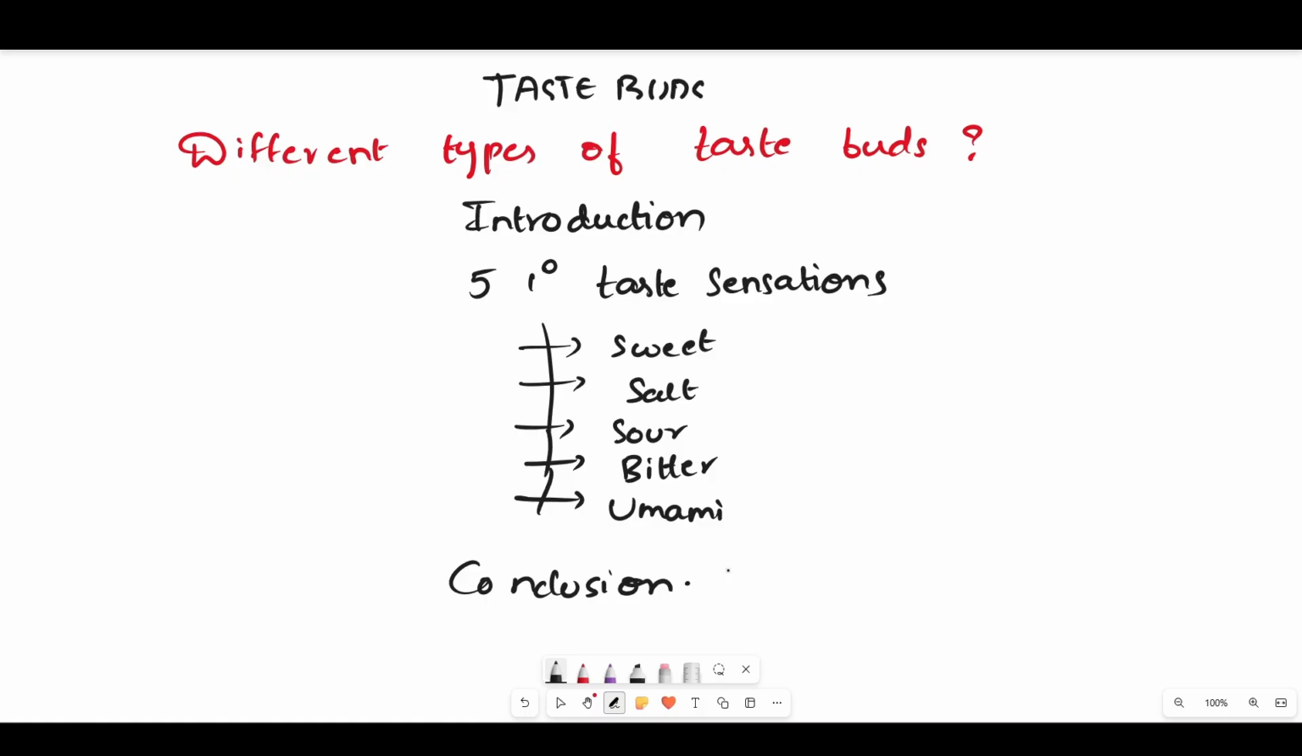If a question is asked about the different types of taste buds, you have to write the introduction, then the five primary taste sensations, including sweet, salt, sour, bitter and umami. Especially here, you will write the stimulus, function, and receptors along with the examples. Then you will finally give the conclusion. If you write this much, it's more than enough. So this is all about the different types of taste buds. If you remember their location, stimulus, and receptors, you can easily write answers in the exams.